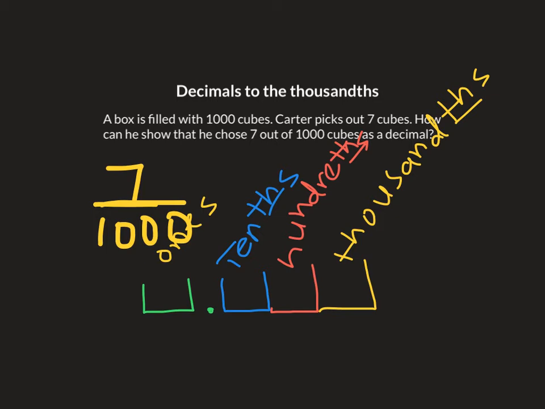Okay. So here we're looking for 7 out of 1,000. So how do we write that? This can be written like this. Notice that the thousandths place is 3 places over to the right. So I would put zeros in all of my other places because I have 0 ones, 0 tenths, 0 hundredths, and 7 thousandths. So that is how I would write 7 thousandths.